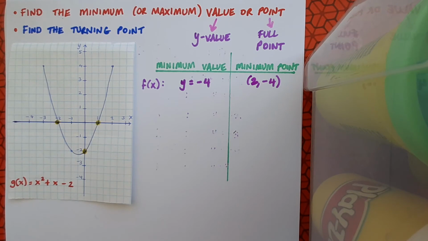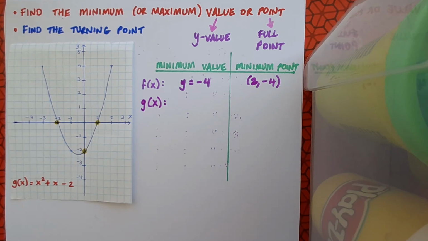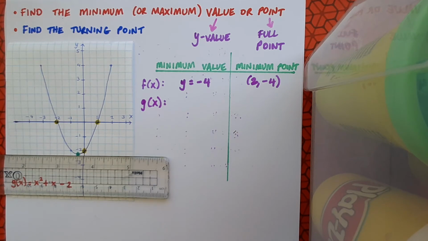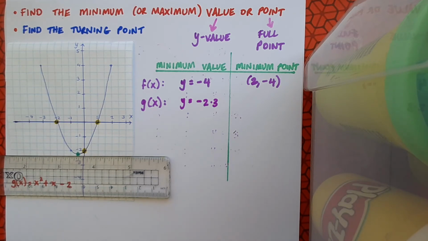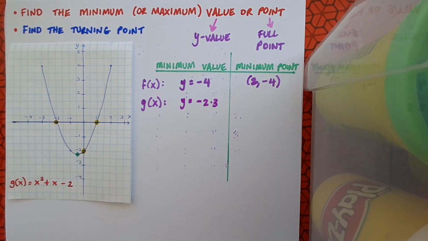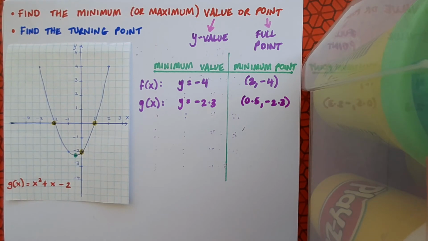Next, let's look at g of x. First of all, let's find the minimum point. In this case, it's located here. To get the minimum value, go straight across to the y-axis. Now this time I'm not landing on an exact value, on a whole number, so I need to use my common sense. While I'm not quite as far down as -2.5, I would say I'm at about -2.3. Again, read it as accurately as you can from your own graph. The minimum point is the full point. In this case, approximately (0.5, -2.3).